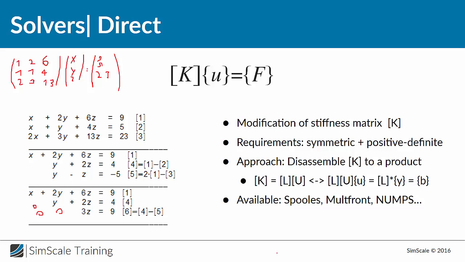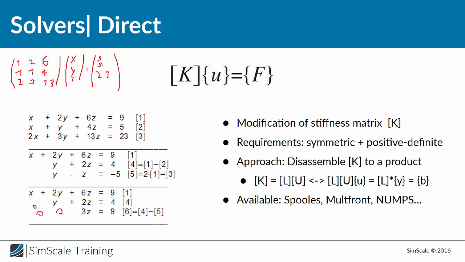And on the SimScale platform for FEA, there are two types of solvers to solve these linear equation systems. One of them is called the direct solvers, and these direct solvers are exactly based on this approach of Newton. They do a modification of the stiffness matrix, therefore they require that the matrix is symmetric and positive definite, which every FEA matrix should be, and if not, you will get a warning during meshing, because then you can't solve it.